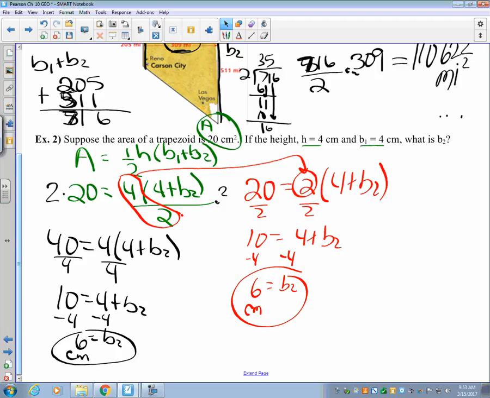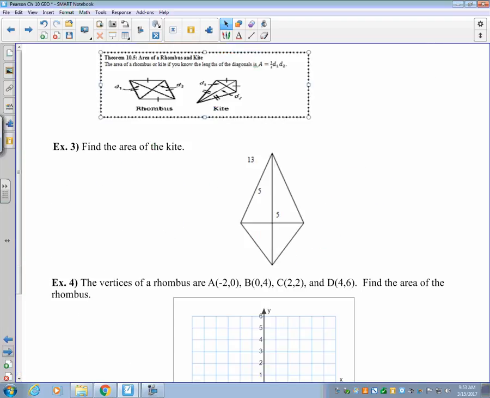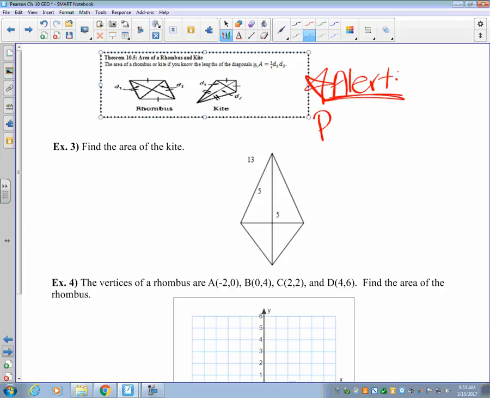All right, now we have the humble rhombus and the humble kite. The area formula is the same for both of them. One thing I'd like you to do on this paper is to put an alert. Alert. This is a Pythagorean theorem warning.